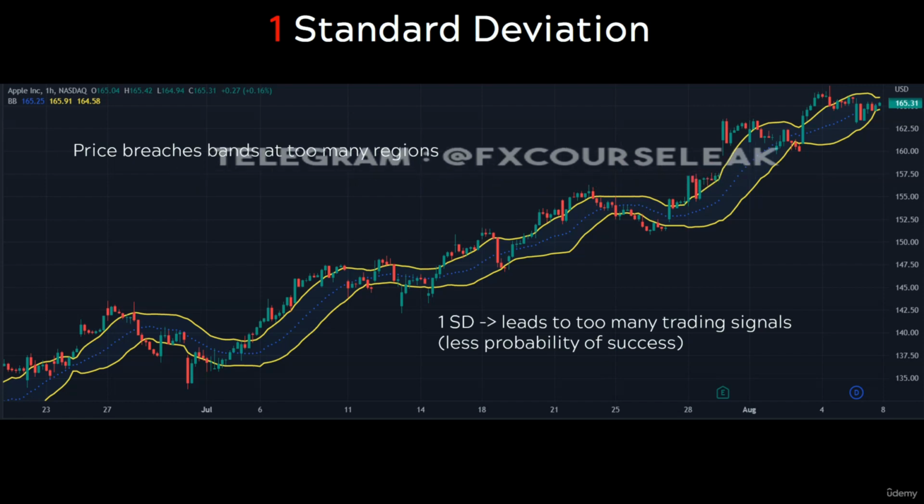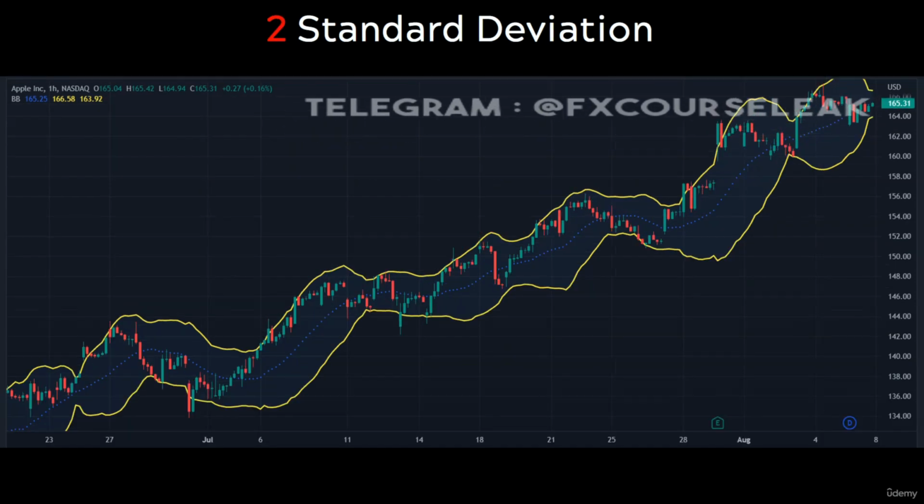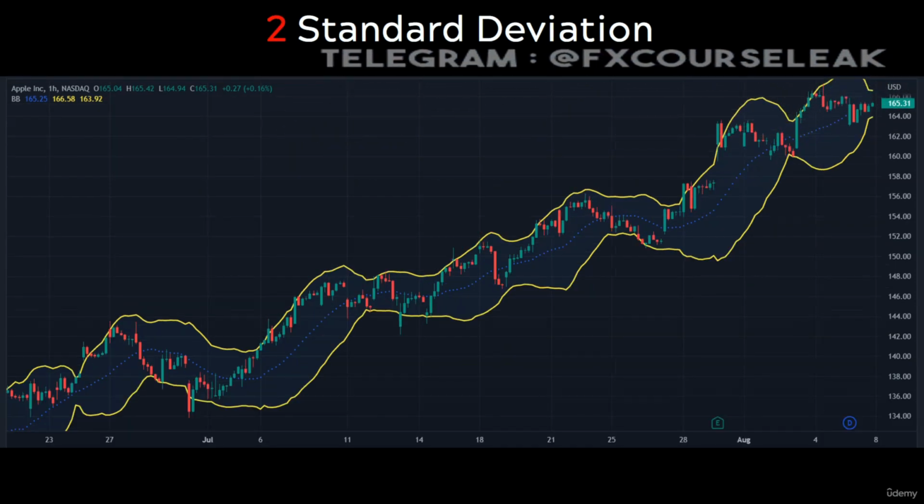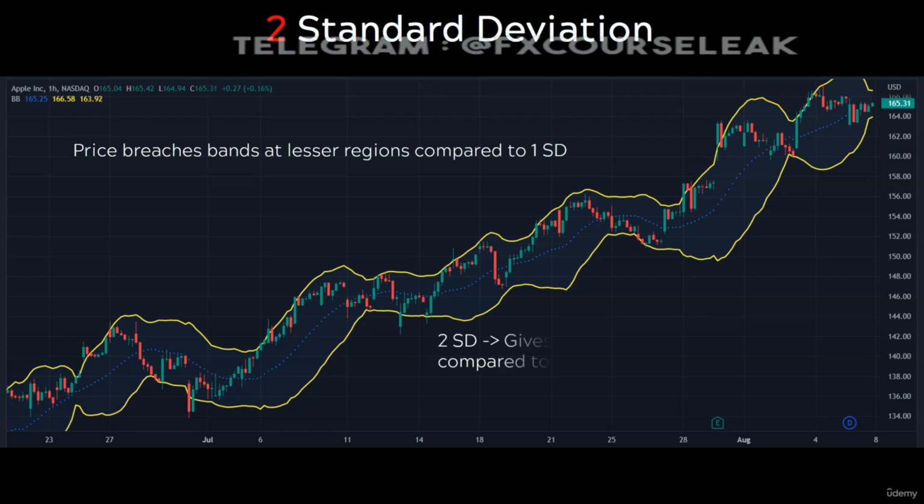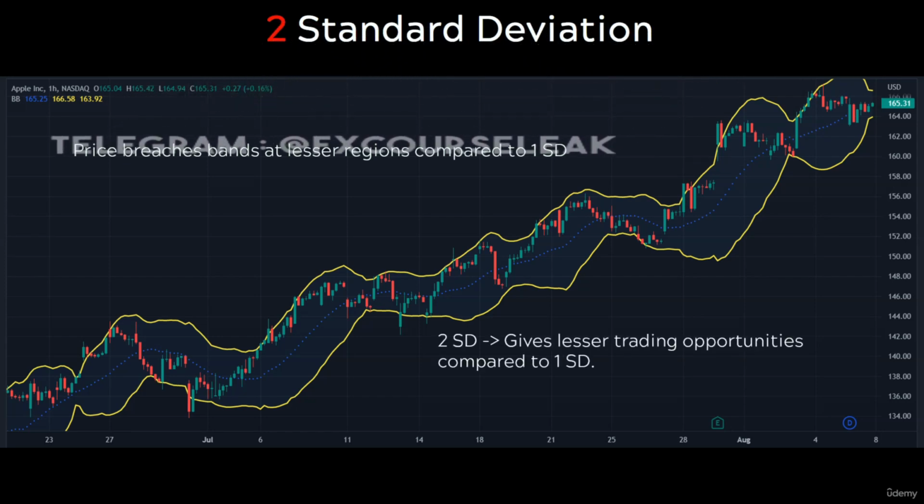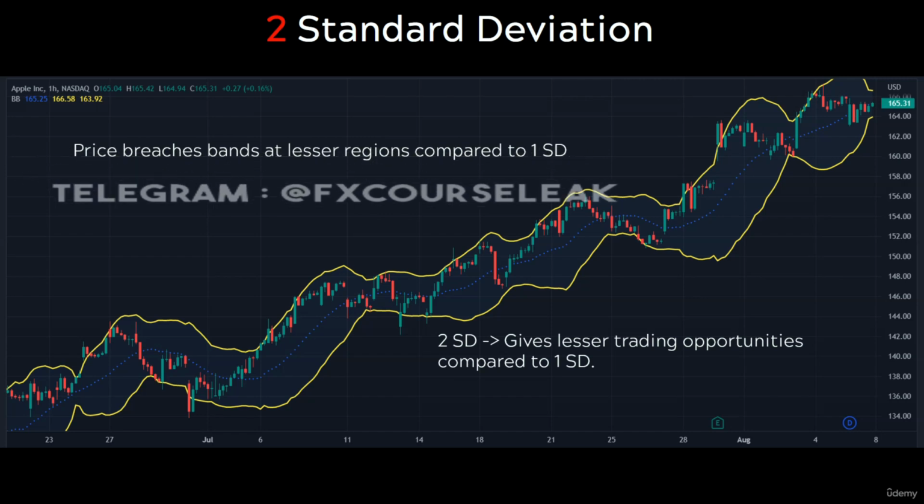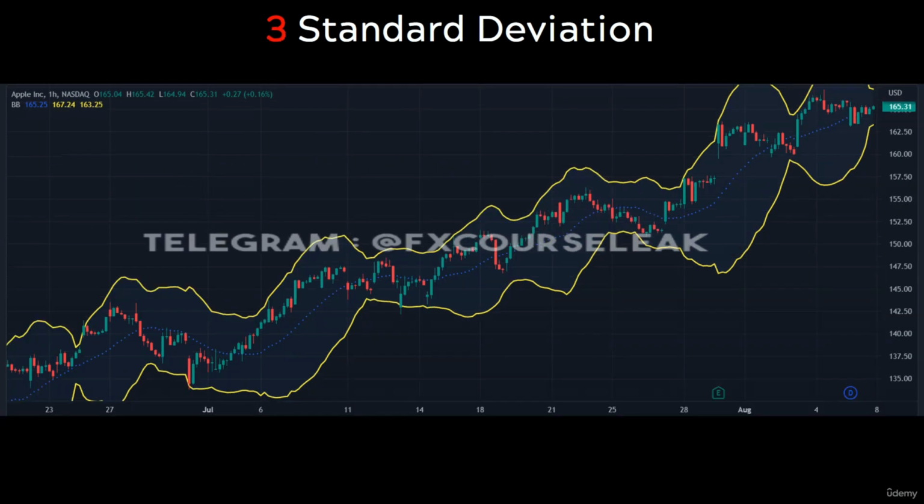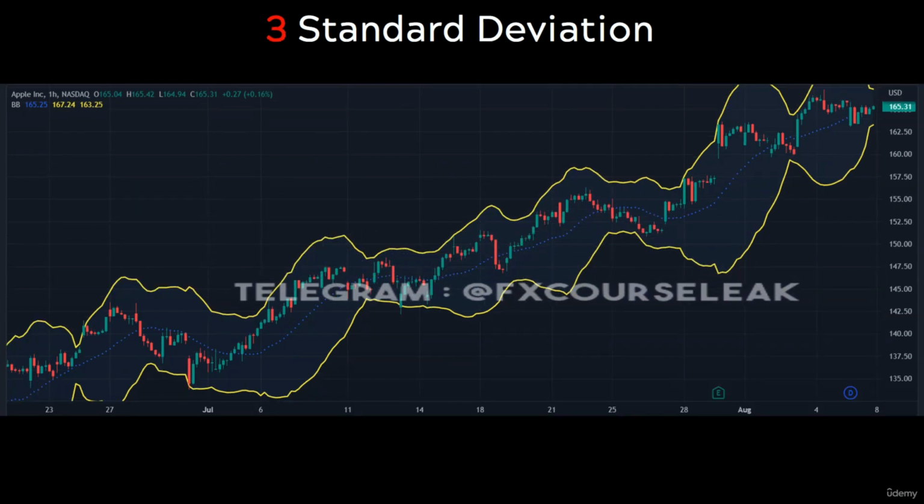Then next, this is the same chart of Apple but with 2 standard deviation. As you can see here also, price breaches the bands but less frequently as compared to 1 standard deviation. Statistically here, the Bollinger Band contains 95% of price action inside the bands.